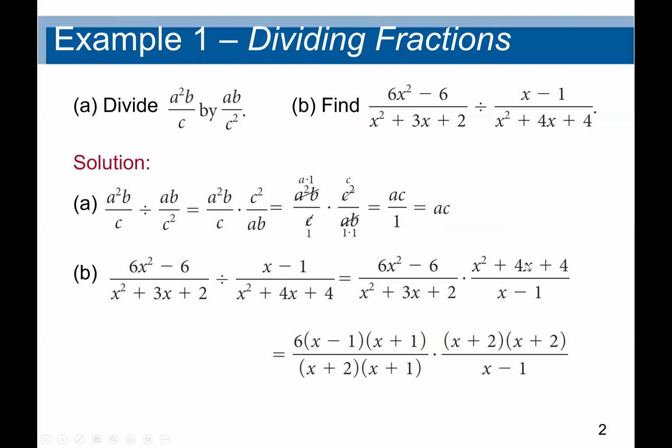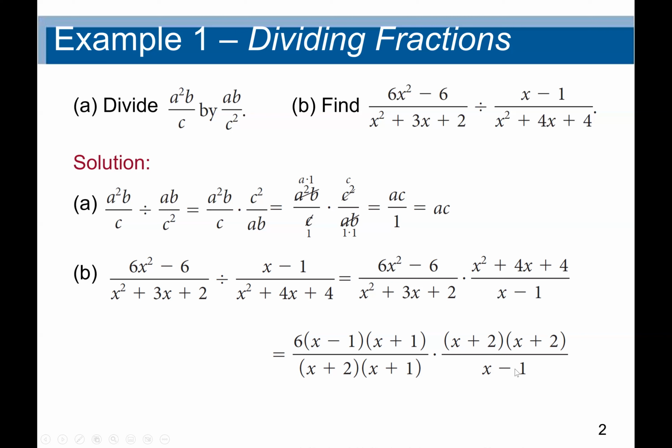Then here we have x squared plus 4x plus 4. The same thing, let's look for two numbers that, when we multiply, we get 4, and when we add, we get 4. So 2 times 2 is 4, and 2 plus 2 is 4. So we get x plus 2 times x plus 2. Then here we only have x minus 1, so we can't do anything.